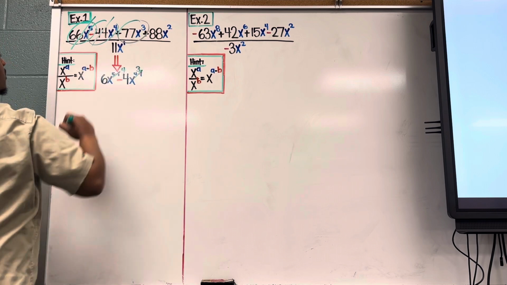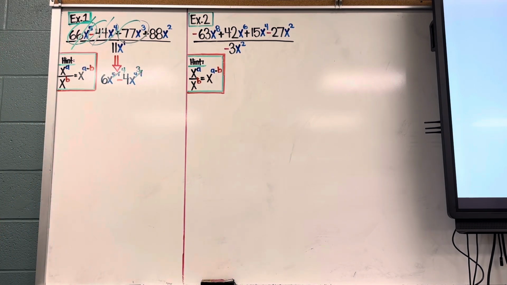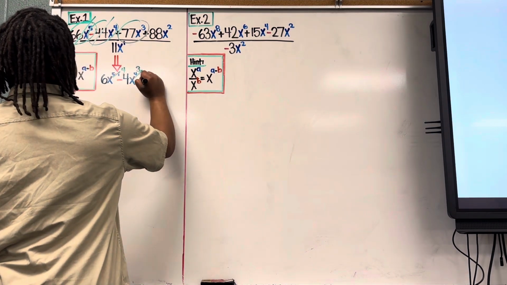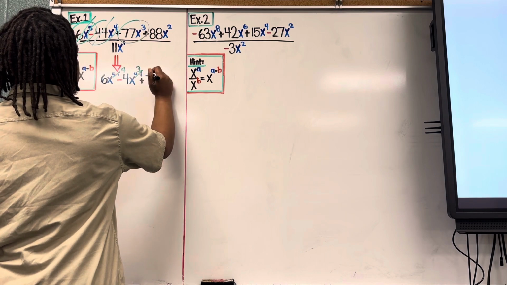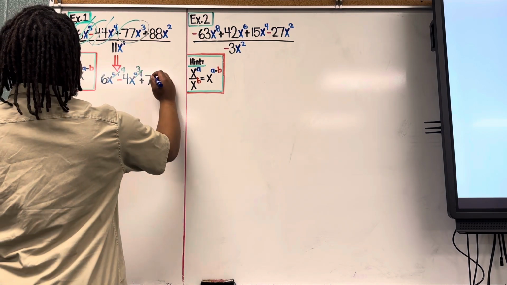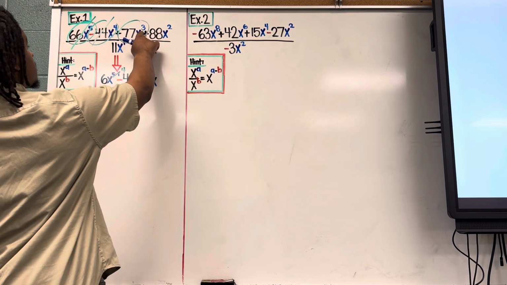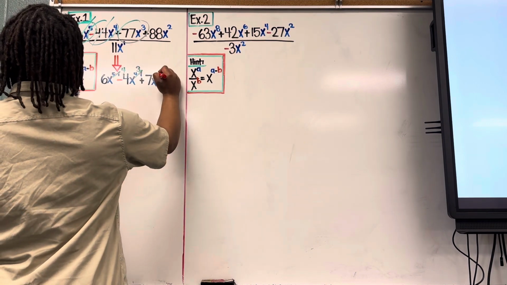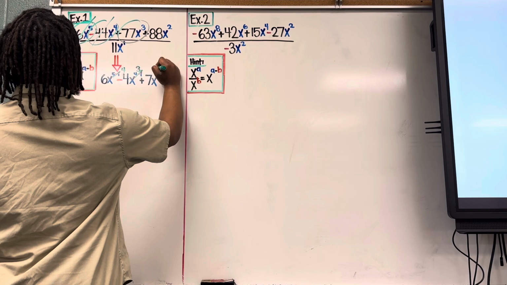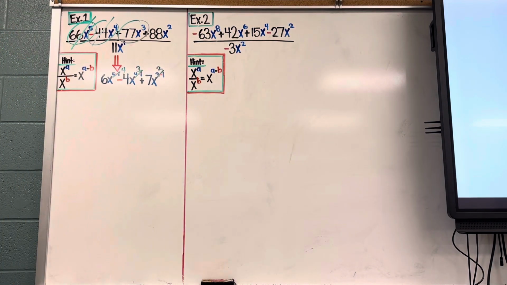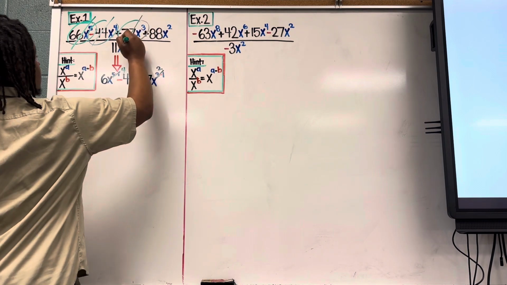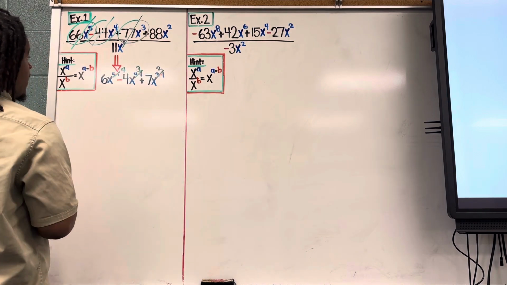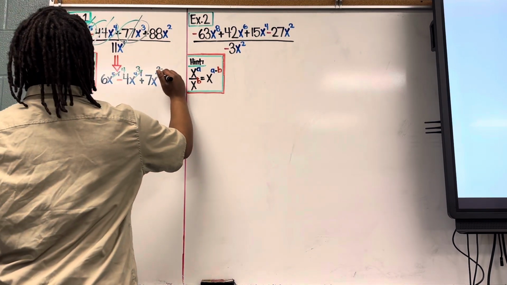The next one is going to be 77x to the third power. We're going to divide 11x into that. 77 divided by 11 is 7. So it's going to be plus 7x. And then now I'm going to look at the powers. This is to the third power minus the first power, so it's going to be 3 minus 1. And 3 minus 1 is 2. So all of that's going to be to the second power. Okay, so then I'm done with that one. And then the last and final one, I have 88x to the second power, and I'm going to divide 11x into that. 88 divided by 11 is 8, so that's going to be a plus 8.